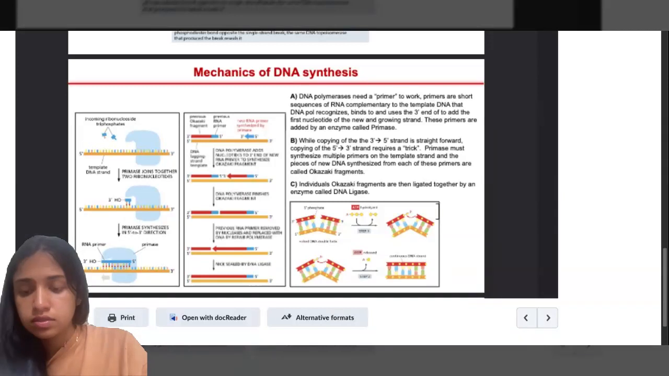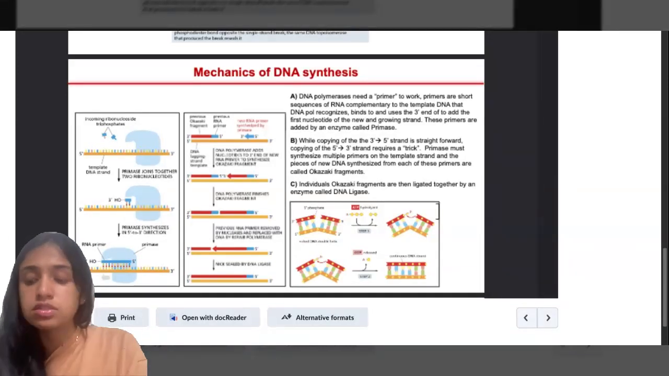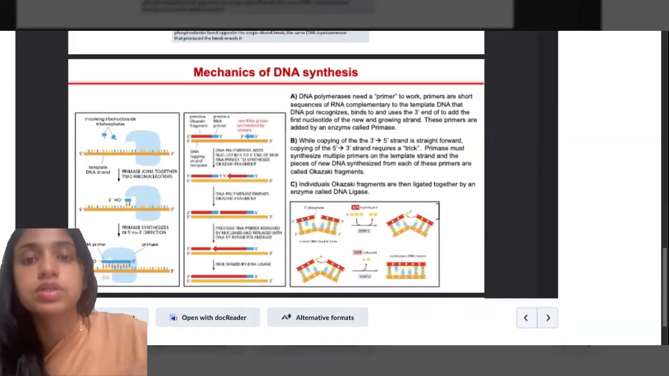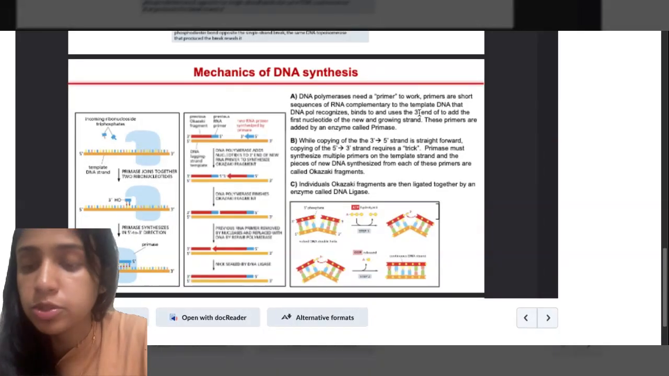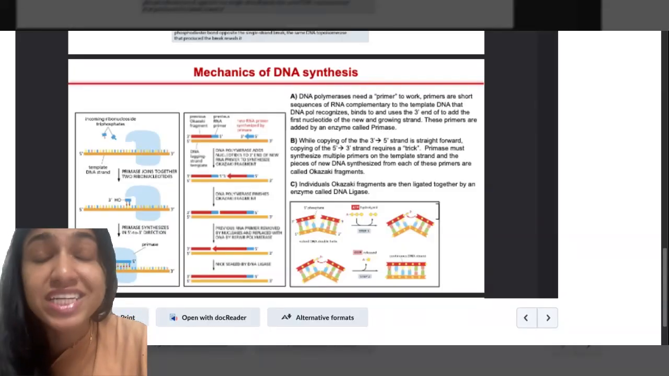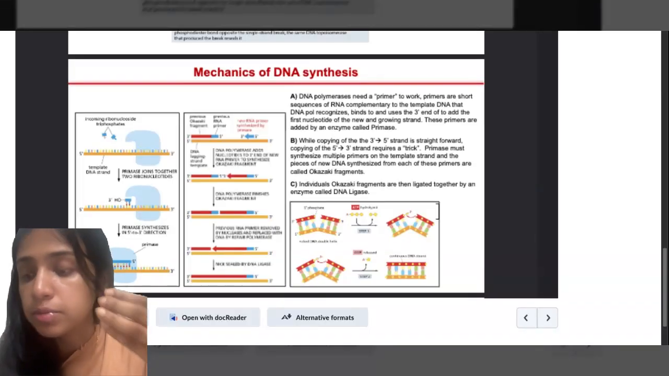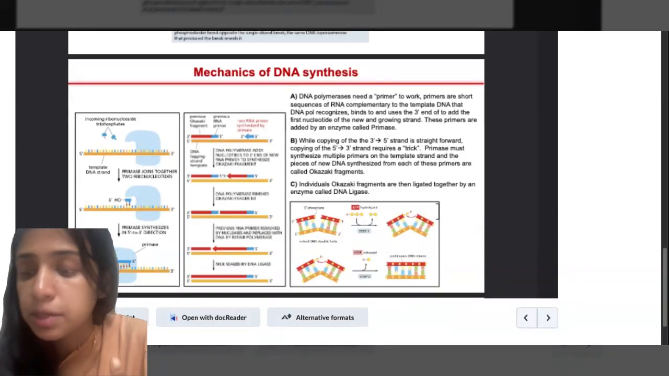So these slides cover the entire process of DNA replication. You have DNA polymerase, and it needs primers, right? A is basically just saying that you need a primer to work. It cannot start DNA synthesis without a primer. That's why it's called a primer; you're starting with it, it primes. It needs an RNA primer first.